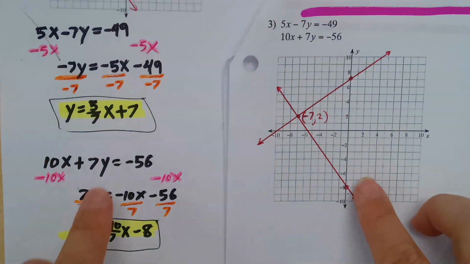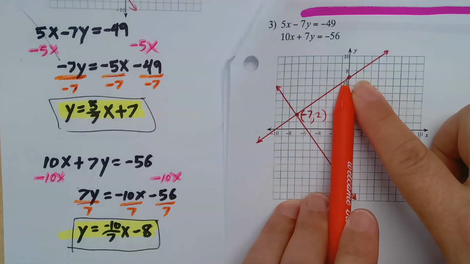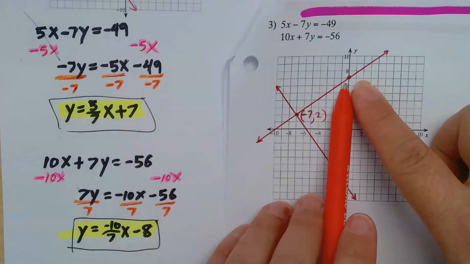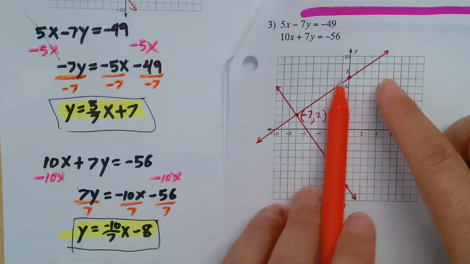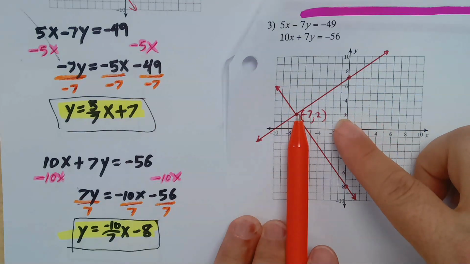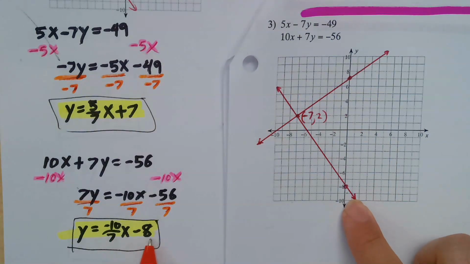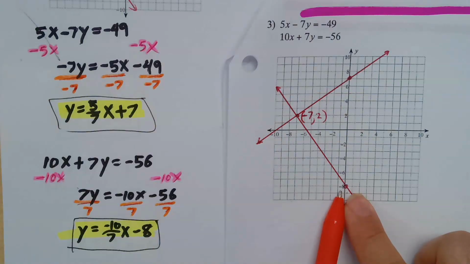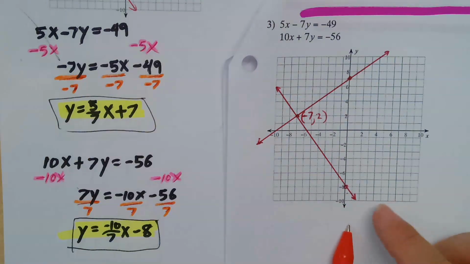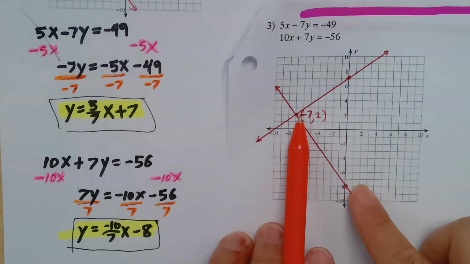My y-intercept is at 7. So I put a dot here at 7. And my slope is 5 over 7. I can't really draw that up here. So I'm going to go down 5 and over 7. And then I'm going to be right there. Over here, my y-intercept is negative 8. I can't really go down this way, so I'm going to go up 10 and to the left 7, and I'm going to end up here.